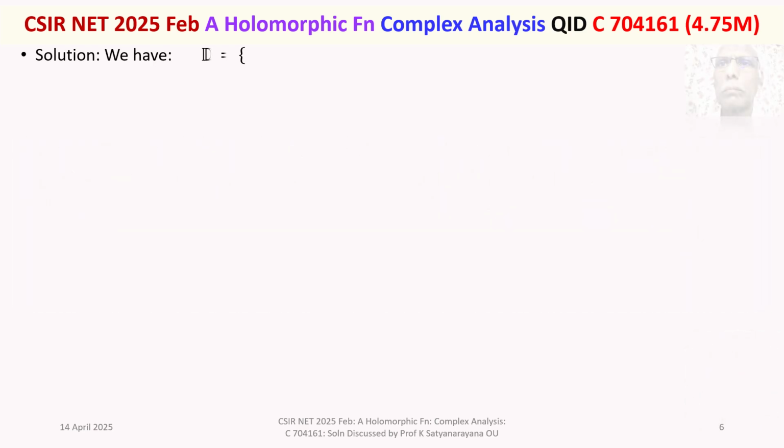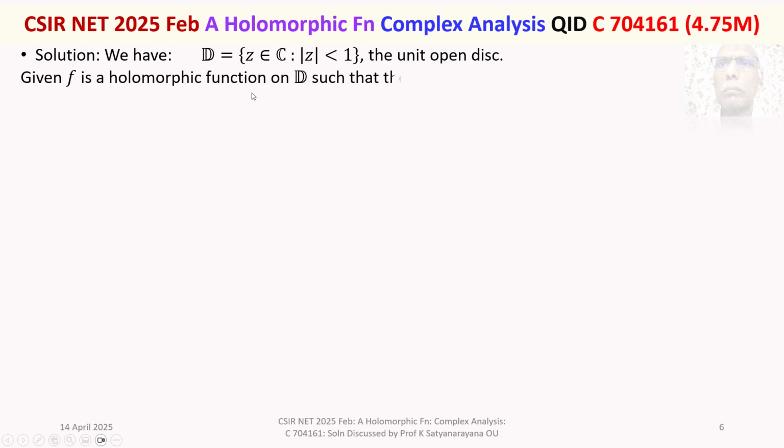Let's now discuss the solution of the problem in detail. We have the unit open disk denoted by D equal to the set of all z belonging to C such that mod z is less than 1. Given f is a holomorphic function on D, an analytic function, such that the new function g of z is equal to e to the power of 1 by z into f of z is bounded on D minus the singleton 0.